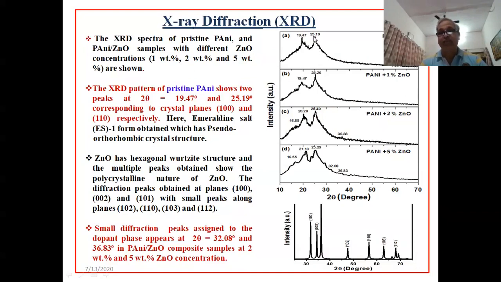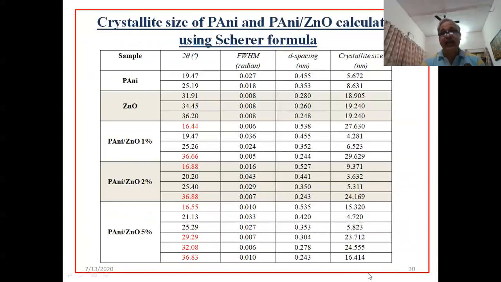second peak, the 25.19 peak, is shifted to the right side in all samples. Some new peaks also become visible when we dope ZnO in higher percentages. The 19.47 and 25.19 peaks correspond to the 100 and 110 planes, and these are other visible planes. We calculate the FWHM, d-spacing and crystallite size of pure polyaniline and ZnO-doped polyaniline by using the Scherrer formula.